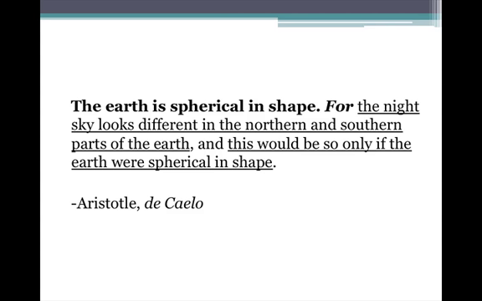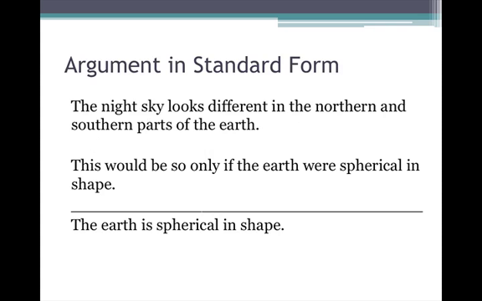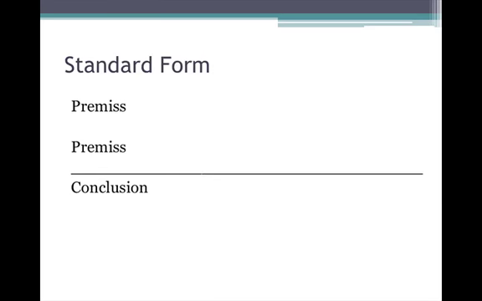Now that we've identified all these parts, we can take this argument and put it in standard form. In standard form, the argument looks like this. Premise 1. The night sky looks different in the northern and southern parts of the Earth. Premise 2. This would be so only if the Earth were spherical in shape. Conclusion. The Earth is spherical in shape. And of course, this is structured this way because this is what the standard form looks like. Each premise on its own line, followed by the solid line, followed by a conclusion.